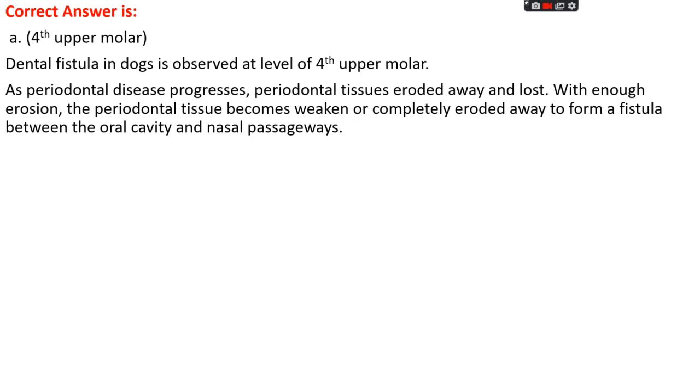As periodontal disease progresses, the periodontal tissues will be eroded away and get lost. With enough erosion, the periodontal tissue becomes weakened and completely eroded away, and forms a fistula which connects the oral cavity and the nasal passageway.